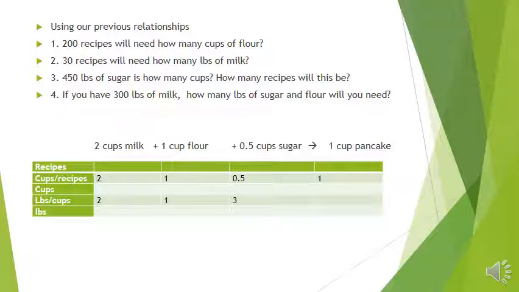Okay, here's a couple problems for you to try using the same table and relationships. You should just turn this off and come back to it after you've tried them. The first problem says if you have 200 recipes, how many cups of flour do we need? The second says if you have 30 recipes, how many pounds of milk? Third problem, if you have 450 pounds of sugar, how many cups of sugar is this? And then how many recipes can you make from the 450 pounds of sugar? And finally, if you have 3 pounds of milk, how many pounds of sugar and flour will you need? Use this table for all 4 problems.